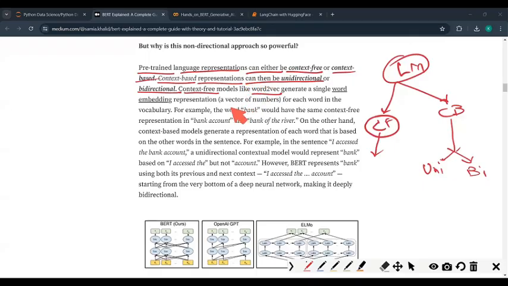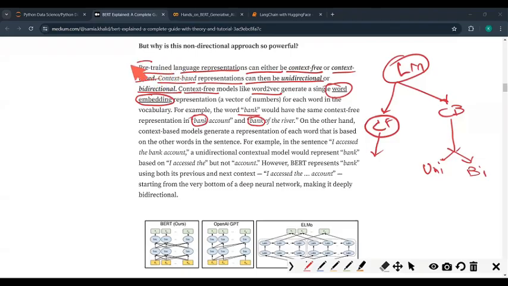For example, in the context free case, if the word bank is given, the word bank would have the same context free representation in bank account and in the bank of the river, because context free language models are not looking at what is around it. They are just looking at this word. So whether it is bank account or bank of the river, in both cases the word bank will be represented by the same word embedding, right?